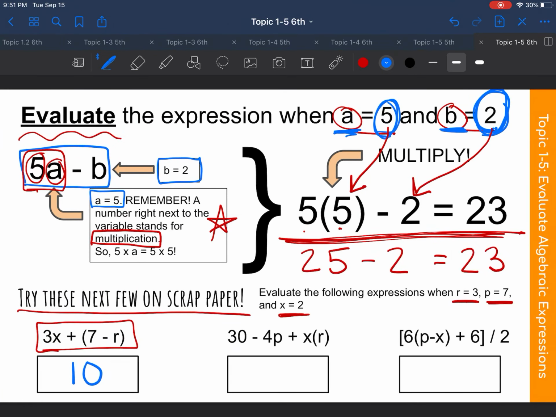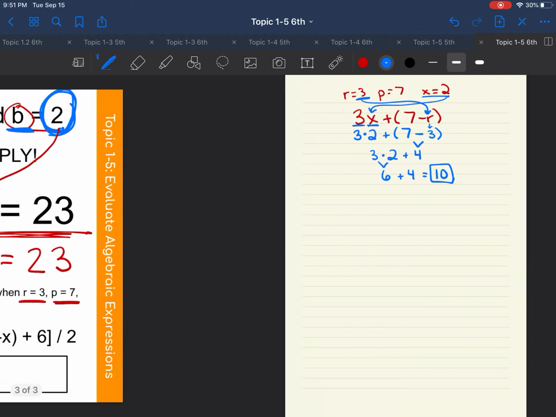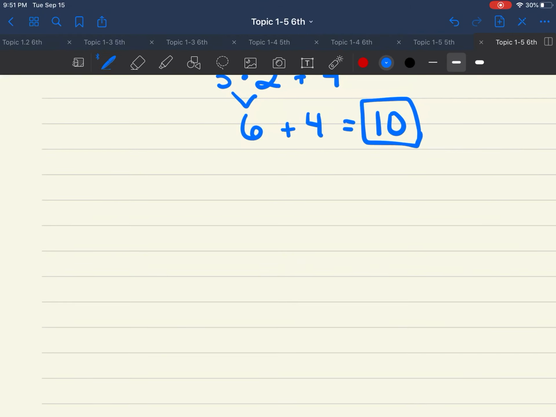Now what I want you to do is to try the next two on your own. So give it a go and see what you can do on a scrap piece of paper.